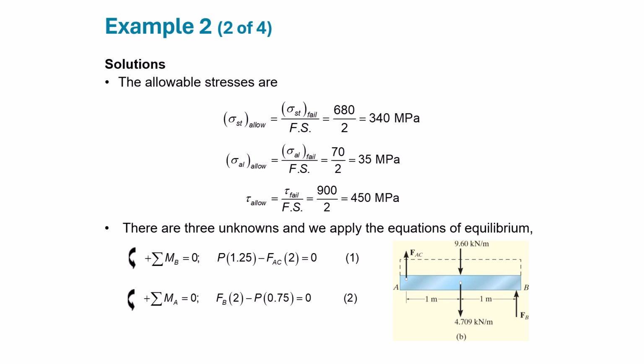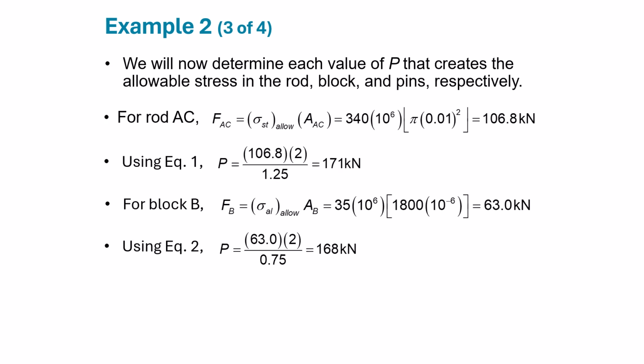So using the system, we will have 3 unknowns. First, we have to apply the equations of equilibrium. When we find the sum of moments at point B equal to 0, we will have force P times 1.25 minus the force in the rod AC times 2, that will give us 0. And the sum of moments at point A equal to 0, so we will have the force at point B times 2 minus force P times 0.75 equal to 0.